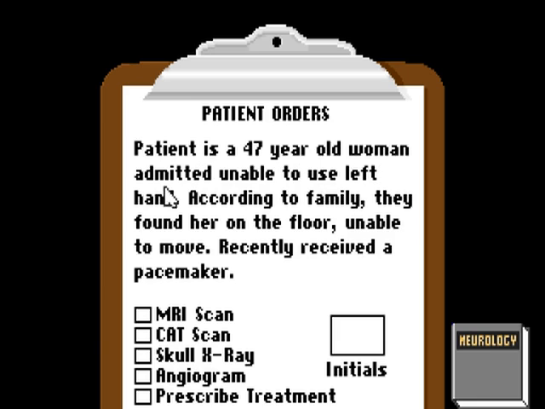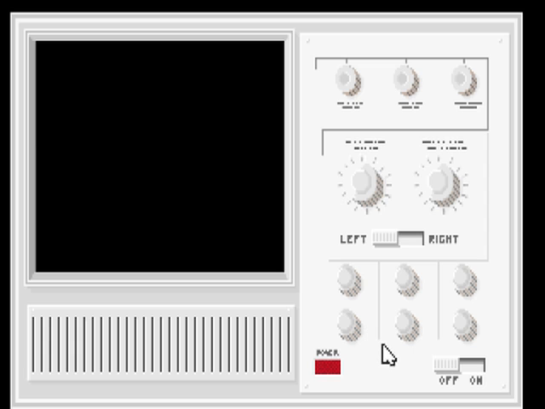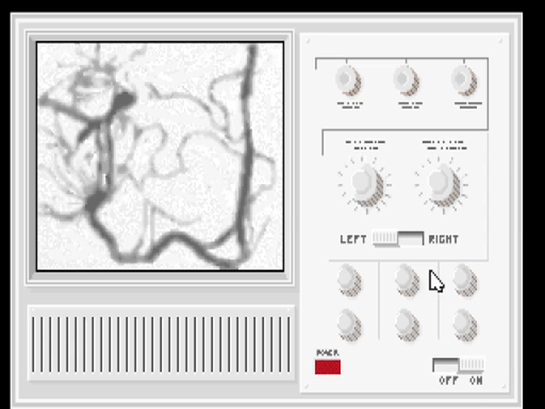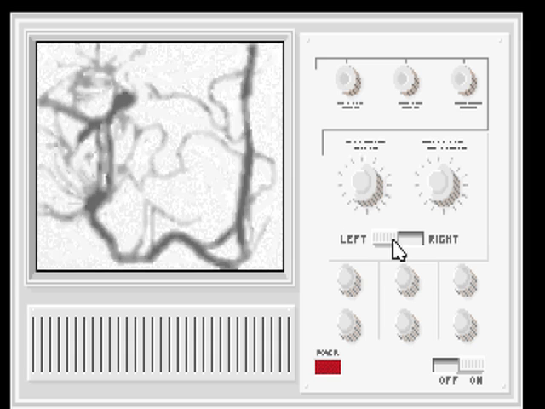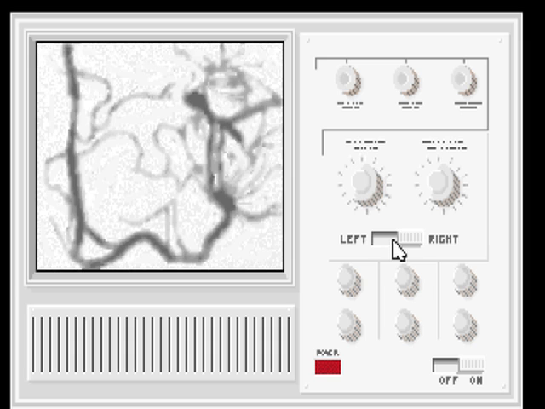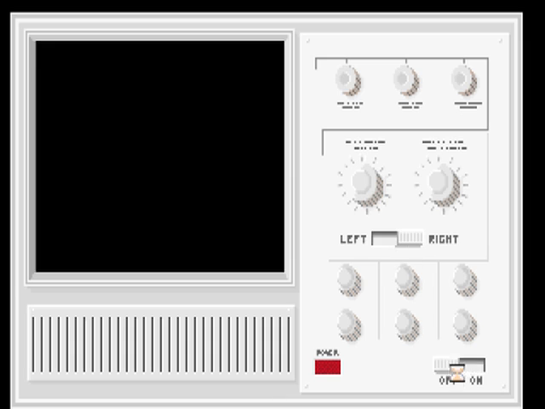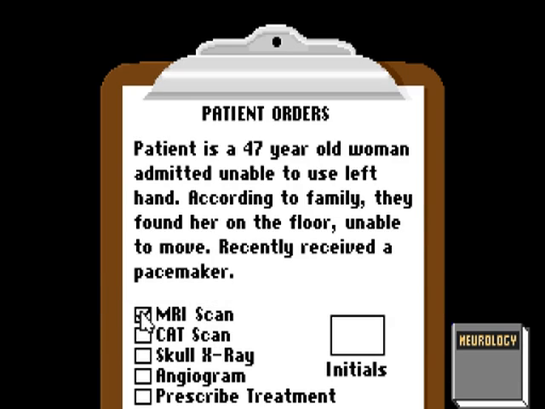Patient is 47 years old, admitted unable to use the left hand. According to family, they found her on the floor, unable to move. Recently received a pacemaker, so let's check out the pacemaker. Let's check out the angiogram. Everything kind of looks normal. But an MRI.